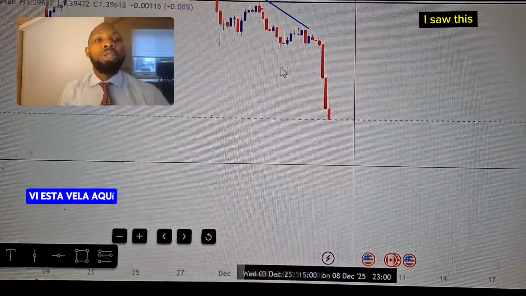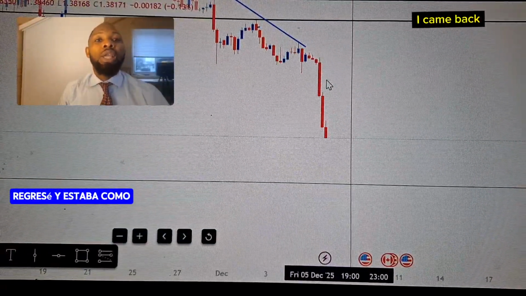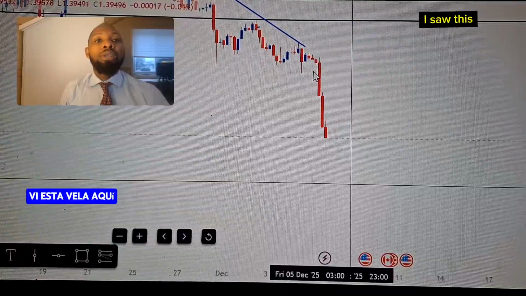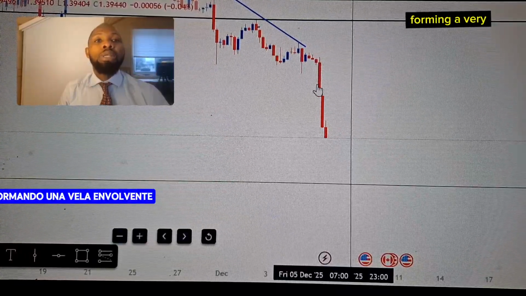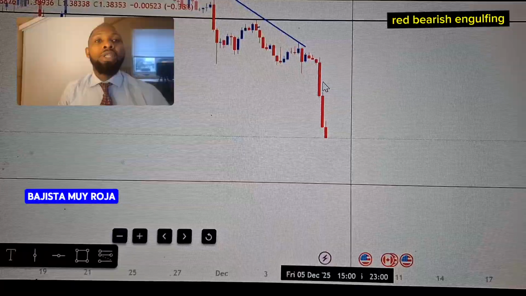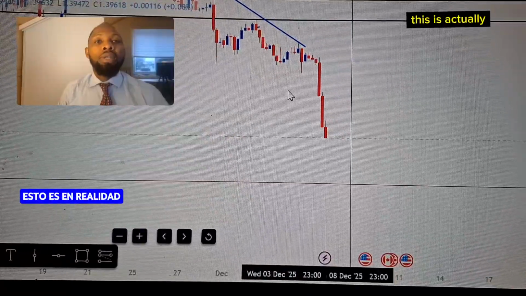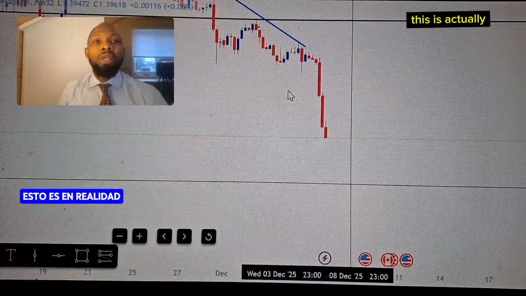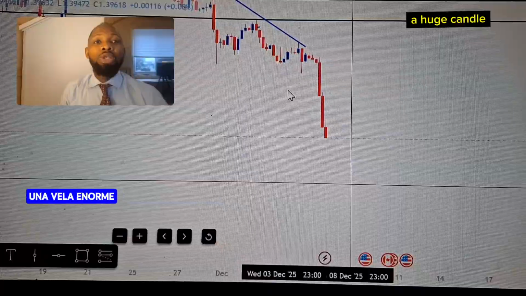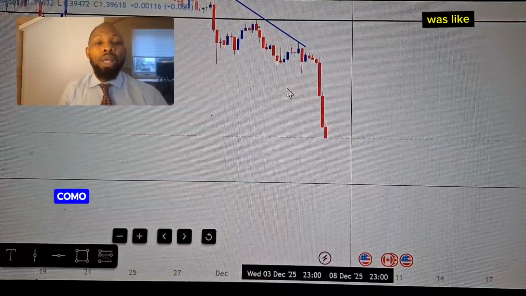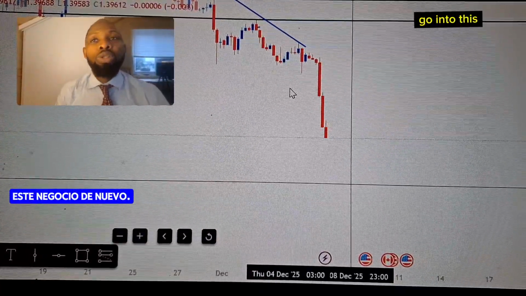I saw this candle here. After I left this trade, I came back. I was like, whoa, I saw this candle here forming a very red bearish engulfing candle. I was like, oh, this is actually a huge candle. What I did was, I'm going to go into this trade again.